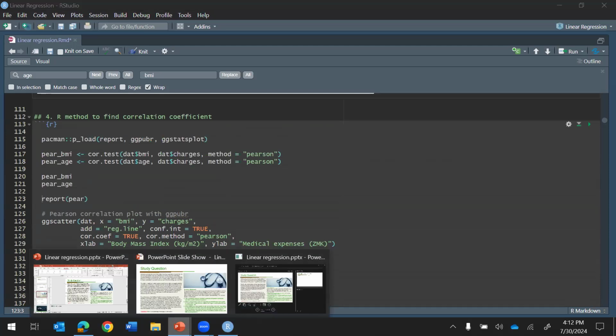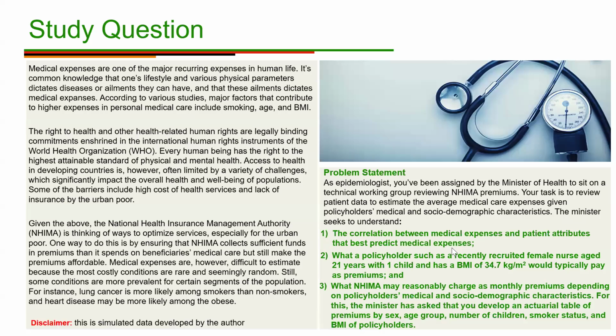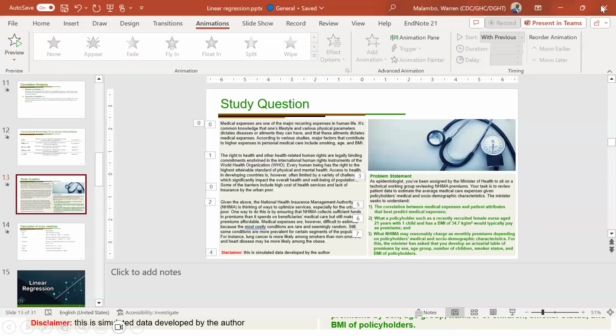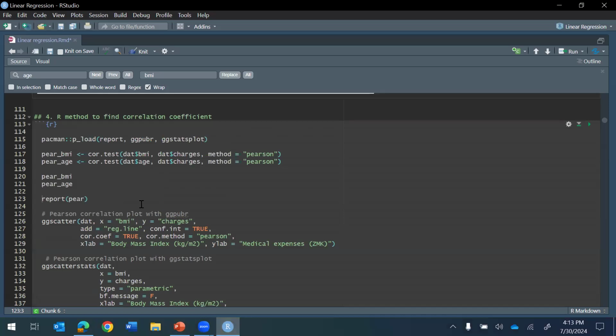And the minister's question, if you recall, is of these patient attributes, which one best predicts medical expenses? And so the question we should be asking ourselves is, since both age and BMI have a significant correlation, which one of these two would best predict medical expenses? Are we able to answer that from a correlation test?